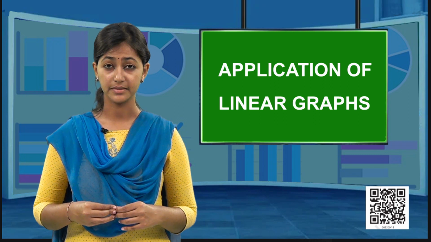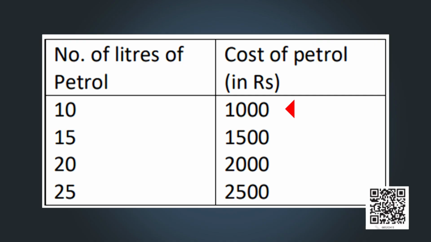Let's take an example. Suppose 1 liter of petrol costs 100 rupees. For different quantities of petrol, the costs of petrol are as follows. For 10 liters of petrol, the cost is 1000 rupees. For 15 liters of petrol, it's 1500 rupees. For 20 liters of petrol, it's 2000 rupees. For 25 liters of petrol, it's 2500 rupees. Here we can observe that the cost of petrol depends on the number of liters of petrol bought.